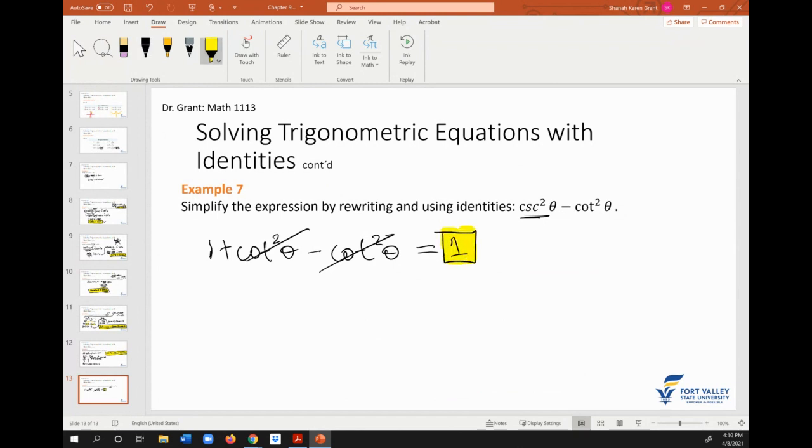All right, so for this section, really what we focused on was using the Pythagorean identity, the even and odd identities, and the reciprocal identities. But of course, there are quite a number of identities, but once you know these foundational ones, you should be fine.